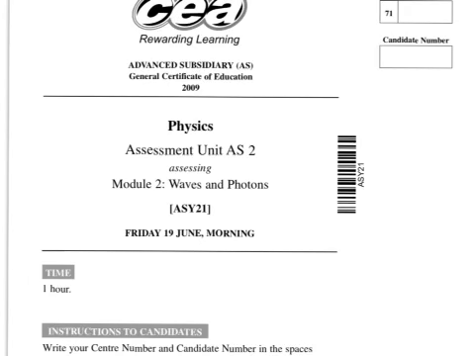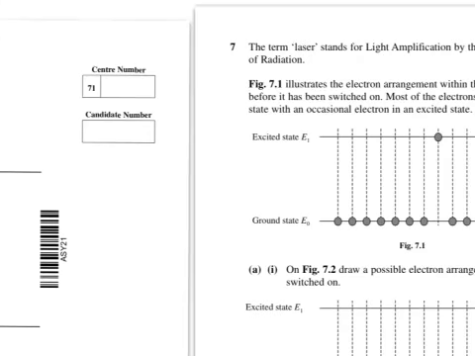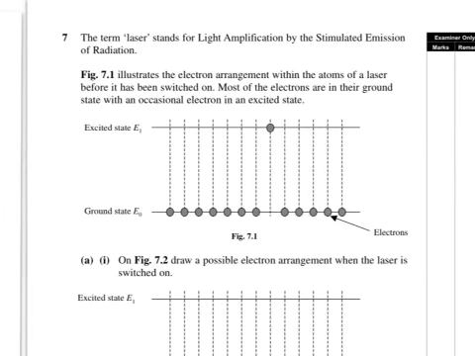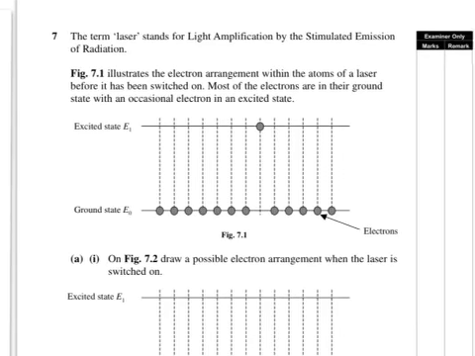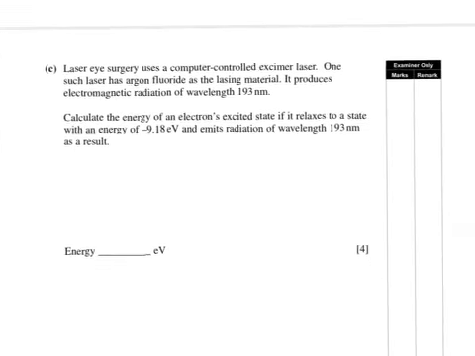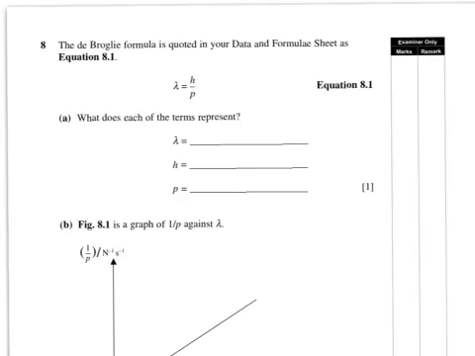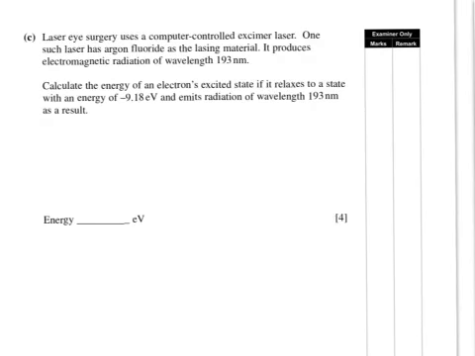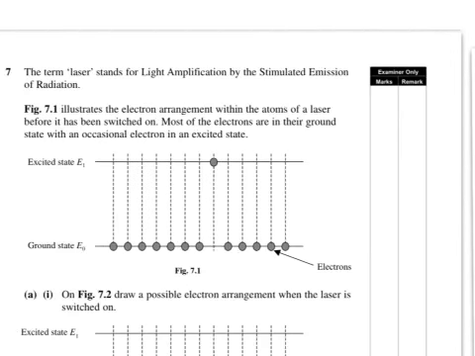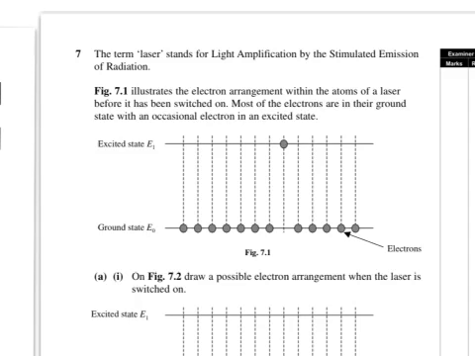Here we go once again with some physics AS level. We're going for 2009 module 2. This is from the summer exam. What we're looking at today is question 7. It's all about quantum physics, lasers and energy levels and de Broglie wavelength. Let's get going then. Question 7.